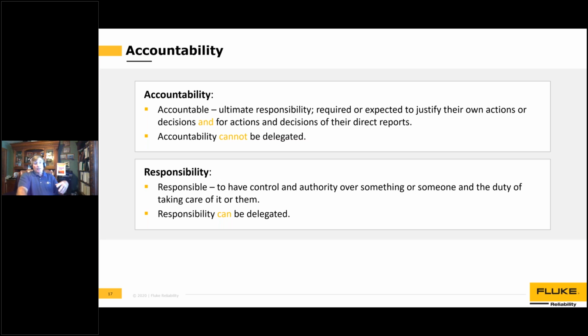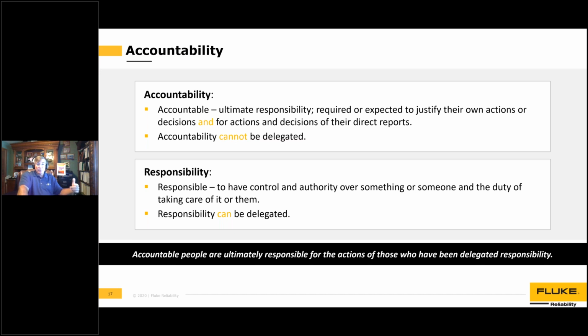An example would be this: if you're a shop supervisor and you have to create a training schedule for your group, you are accountable for that training schedule, but you could assign somebody within your team who wants the responsibility for doing the training schedule. You can delegate that responsibility, right? But you cannot delegate the accountability. You're still accountable to make sure that the training schedule is completed, but you're handing off the responsibility to have it done. So accountable people are ultimately responsible for the actions of those who have been delegated responsibility.